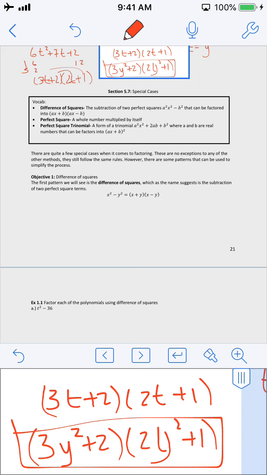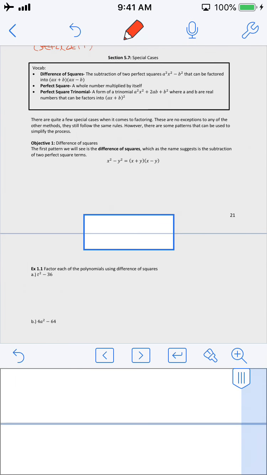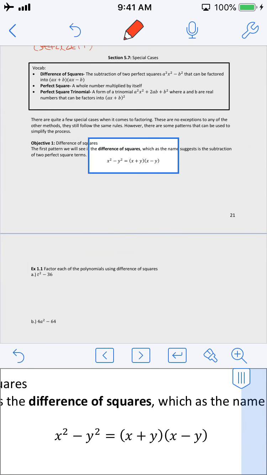Okay, welcome to section 5.7, special cases. There are 3 special cases we're going to talk about when it comes to factoring. The thing is, they're not that special. They're just kind of interesting cases. They are very convenient if you remember them, but they follow the same idea as the last video, where we're just undoing multiplication.